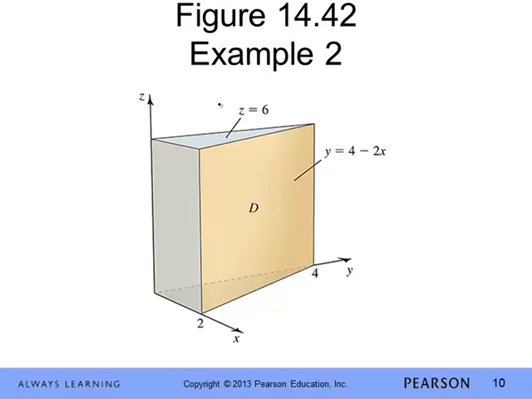Now, you want to identify the most difficult limits of integration, honestly, first, and do those. Now, you're going to see that x varies from 0 to 6. Y is going to vary from 0 to 4 minus 2x. 4 minus 2x is the equation for this plane right here. And then x is going to go from 0 to 2.